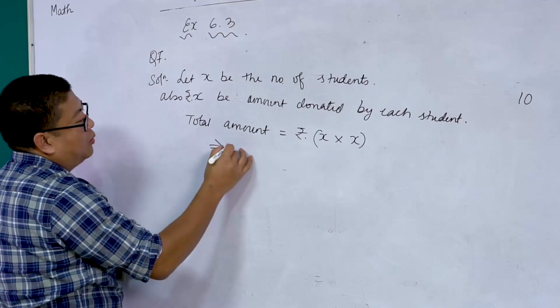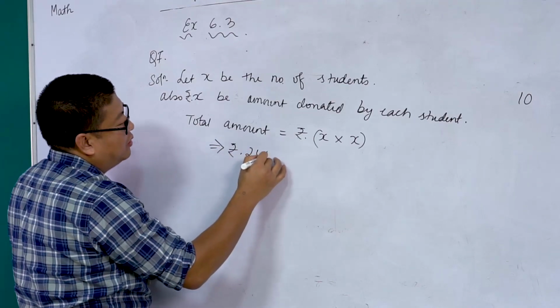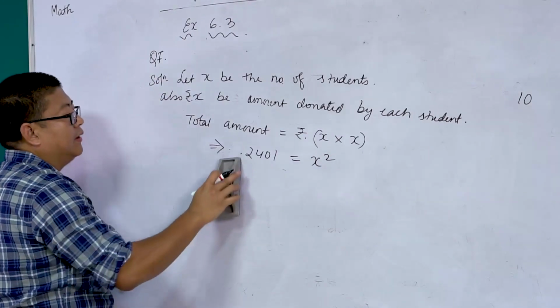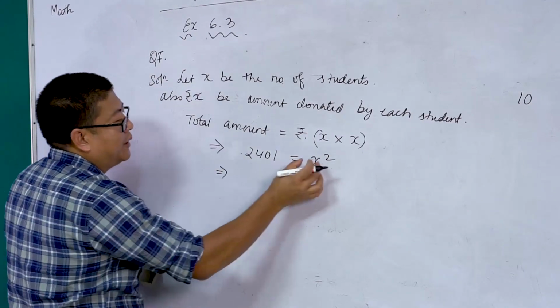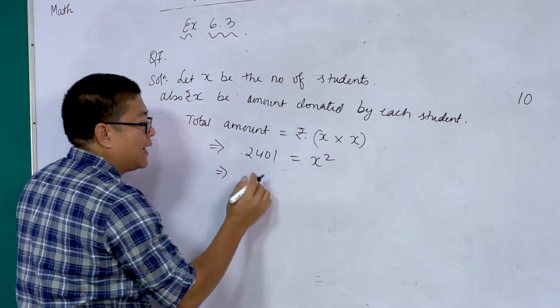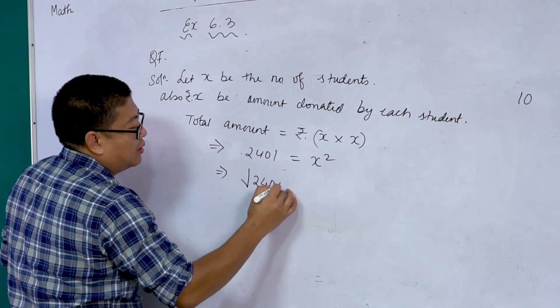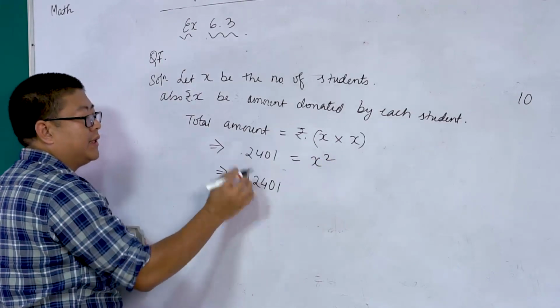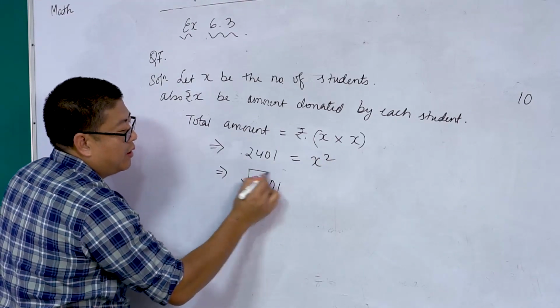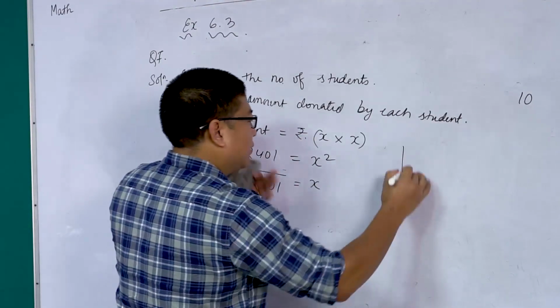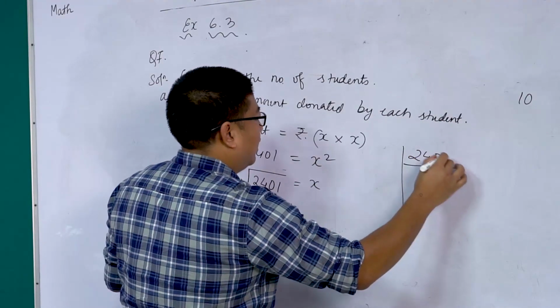Now the total amount was rupees 2401, and this is nothing but x square. All right. So when we remove the square from this x and bring it this side, it will form a square root. Now we simply have to find this using prime factorization.